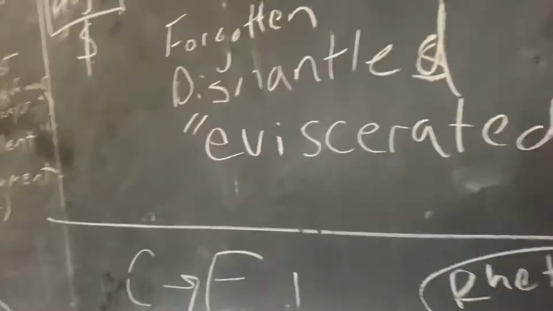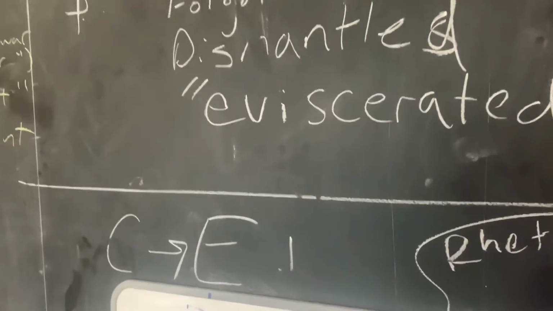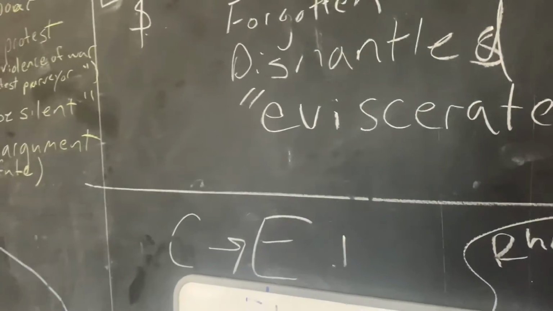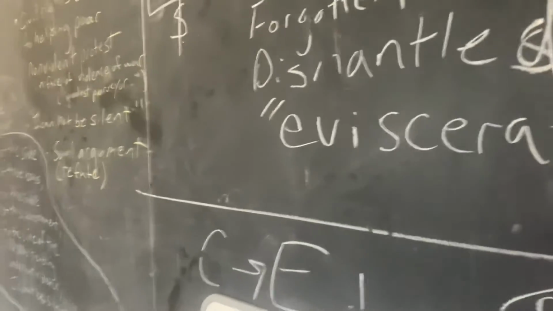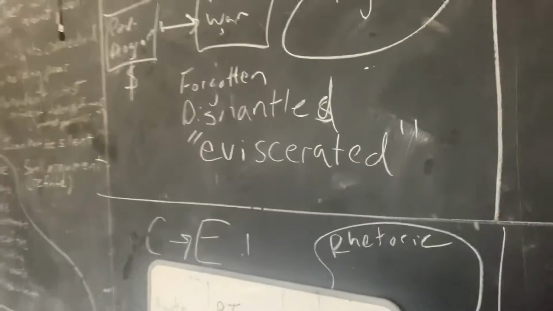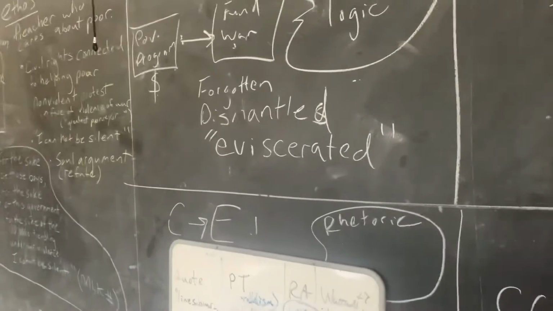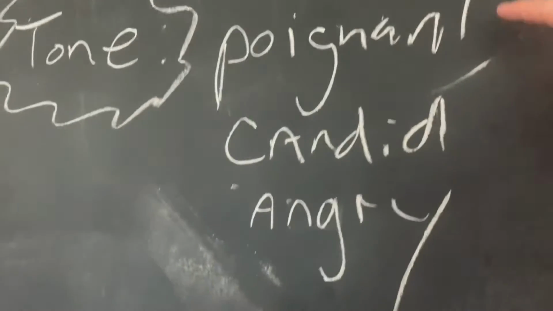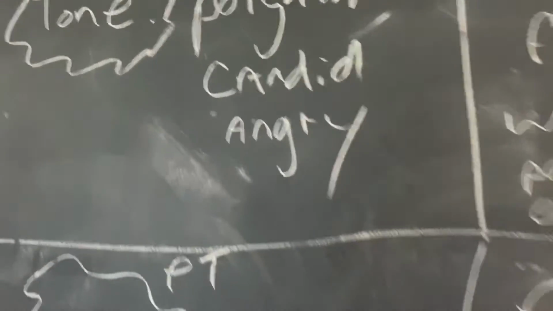And note that a lot of times, if I can just talk about the first paragraph, those words, eviscerated, there's other ones, they develop the tone that builds his logic. You should be quoting certain words at times and getting to that. What tone did we discuss? A poignant, candid, angry tone.